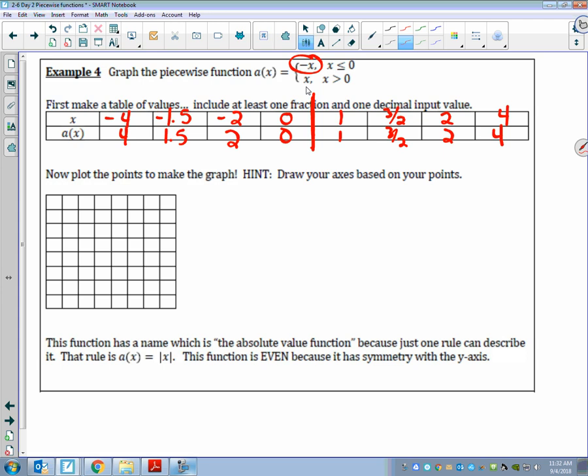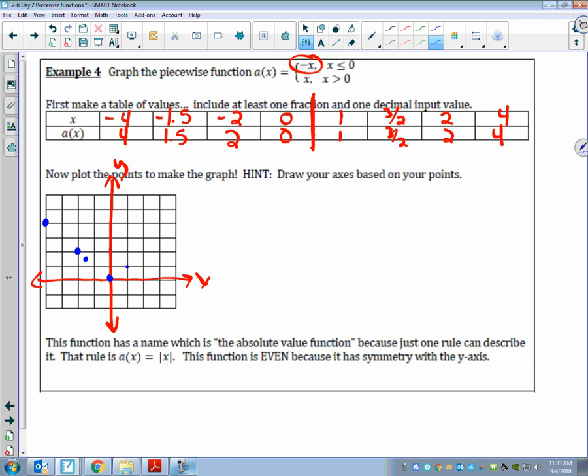So now plot the points to make the graph. Hint, draw your axis based on your points. So notice all of our y values are positive, so I'm not going to make a lot of y values negative. I'm going to make this my x-axis, and I'm going to make this my y-axis. And I'm going to change colors here for you. And I'm just going to plot the points. At -4 on the x, I got 4. At -1.5, I got 1.5. At -2, I got 2. And at 0, I got 0.